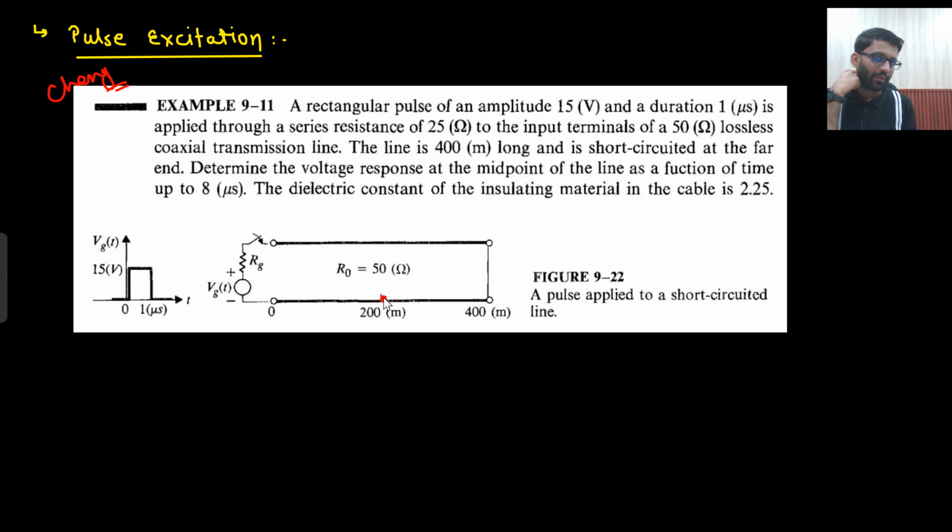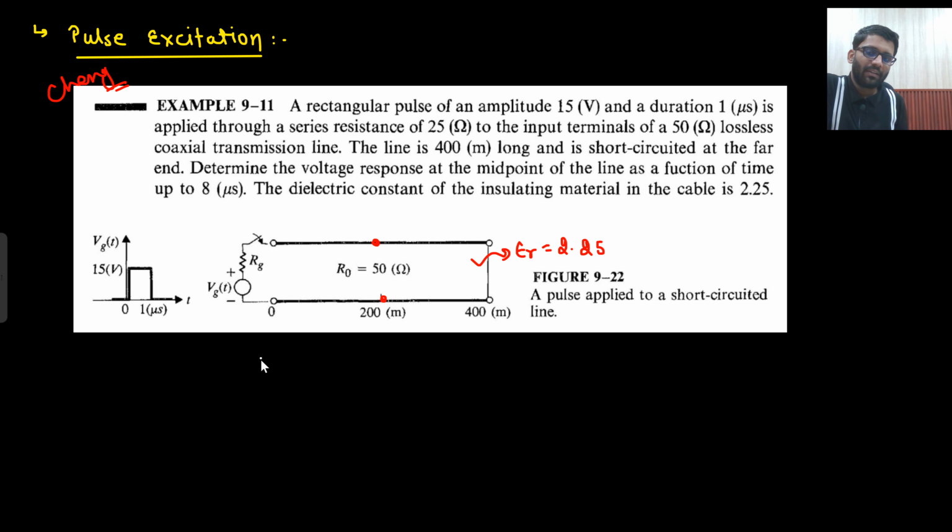So here I need to draw the voltage waveform at this point. Pulse input is there. So pulse input is made up of two inputs. Now first you need to find the transit time. What will be the transit time? Here the insulating material has an epsilon value of 2.25. Epsilon r is 2.25. So what will be the Vp?